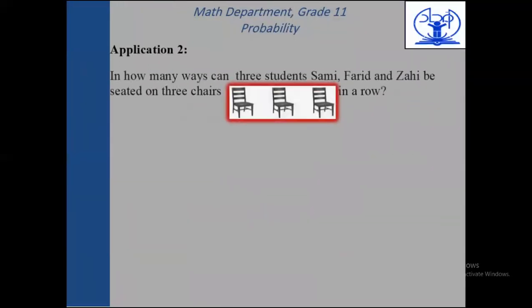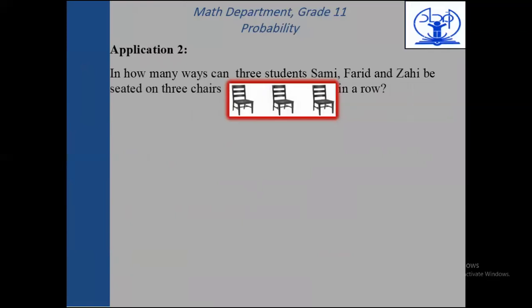Application 2: in how many ways can 3 students, Sami, Farid, and Zahi, be seated on 3 chairs in a row? So Sami can be here, Farid can be here, Zahi can be there, or Zahi can be here, Farid can be here, Sami can be there.